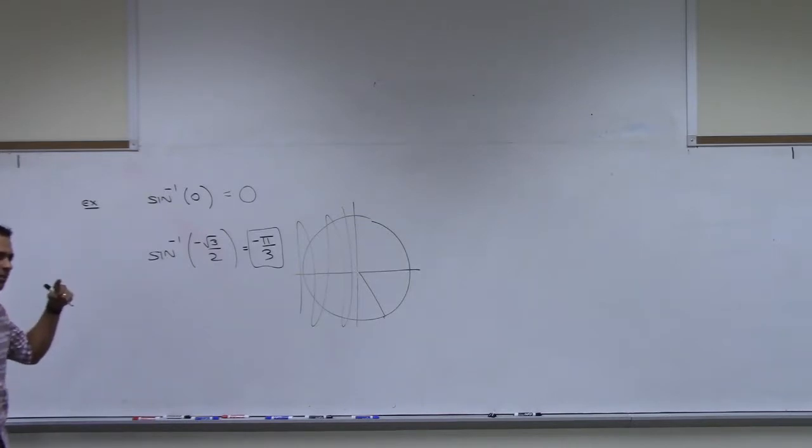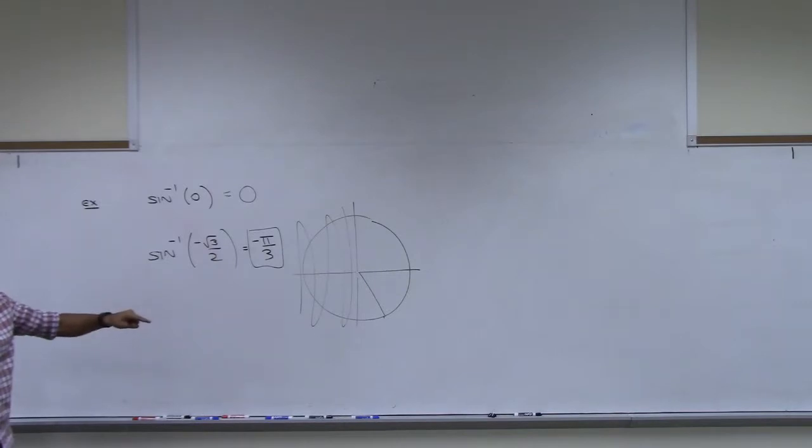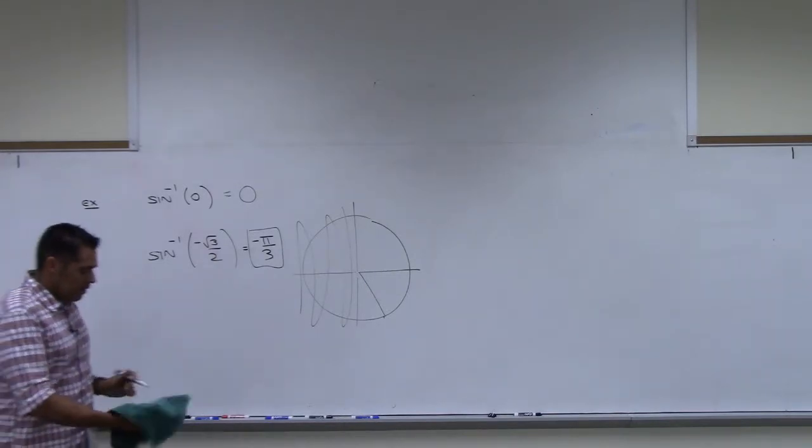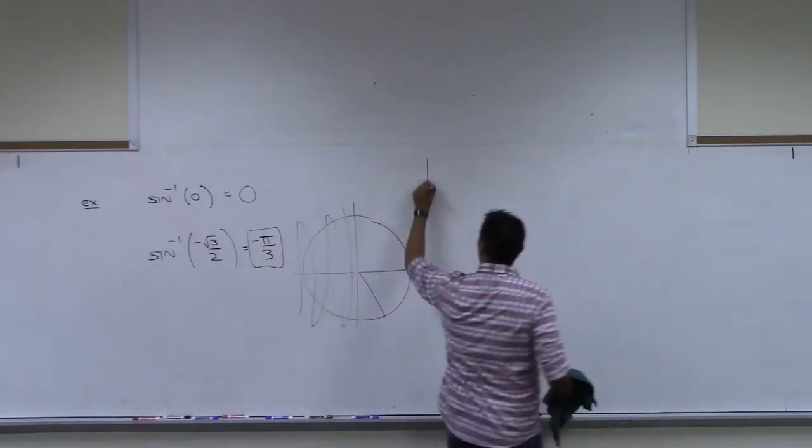Understand what's going on here. It's the y coordinate off the unit circle restricted to the first and fourth quadrants. Determine the angle. All right, we're going to move on to cosine, but I just need a little bit more with sine.